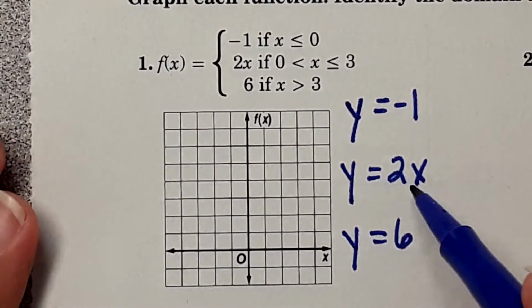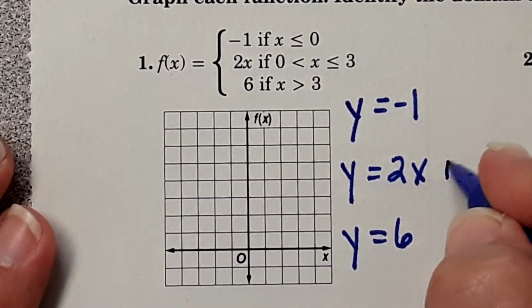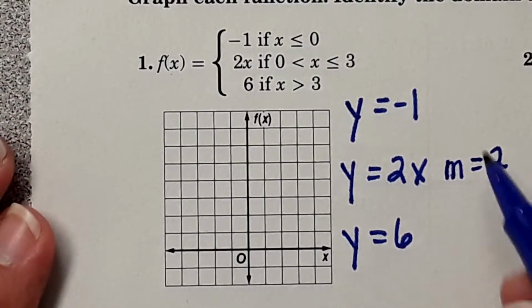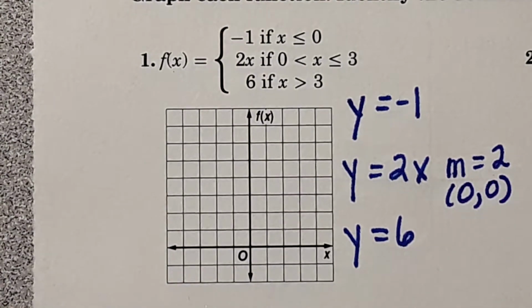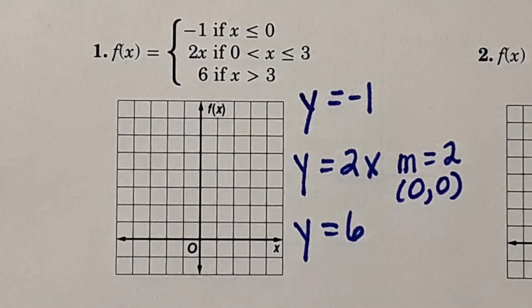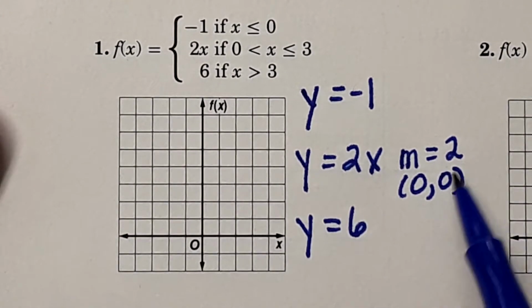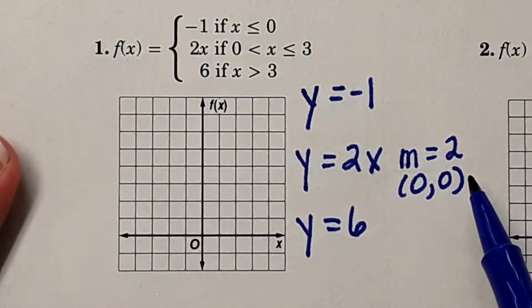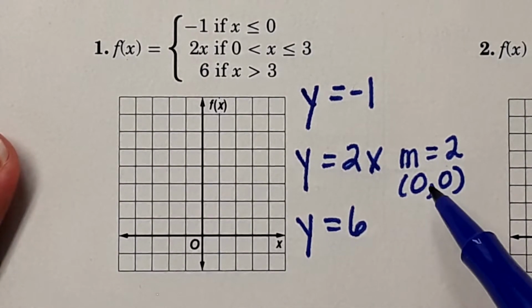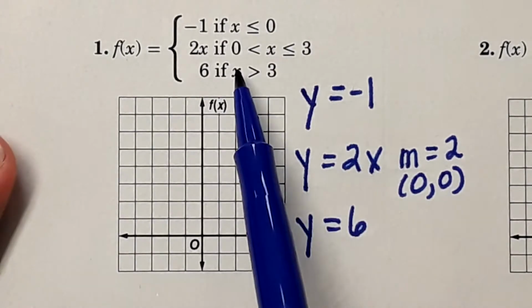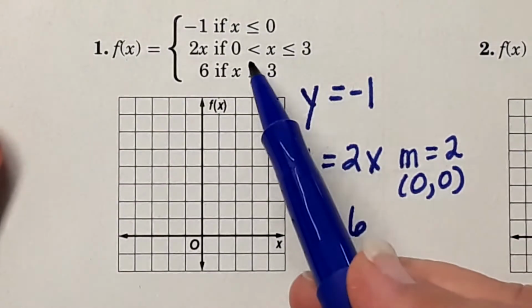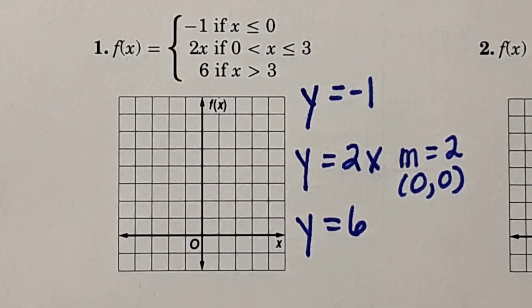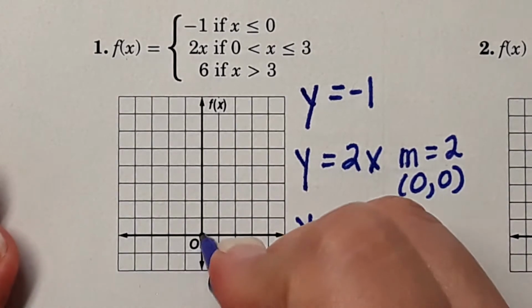This one right here is going to be a normal line. M will be 2, and what is our y-intercept for this line? 0, 0. You guys, please remember that a y-intercept is always an ordered pair. So why don't we graph y equals 2x, m equals 2, that one. So it's 0, 0, and it's only going to be a piece of it. We're going from 0 to 3. So is that going to be an open circle or a closed circle on 0? Open. So we're going to put an open circle.